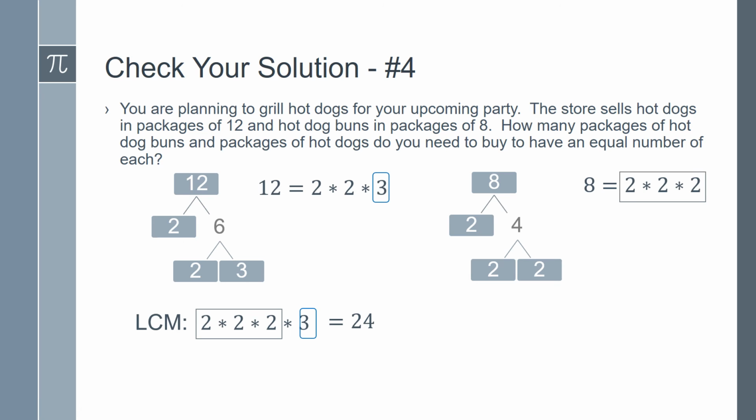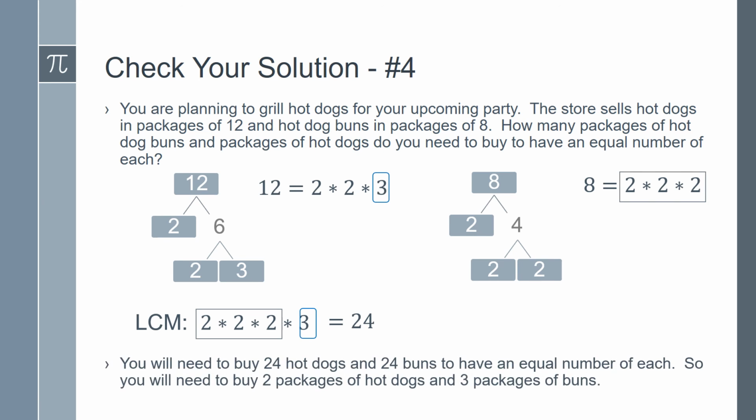But that doesn't mean that we need 24 bags of buns and 24 bags of hot dogs. So we need to find out how many we need of each. We will need to buy 24 hot dogs and 24 buns to have an equal number of each. So we will need to buy 2 packages of hot dogs and 3 packages of buns.